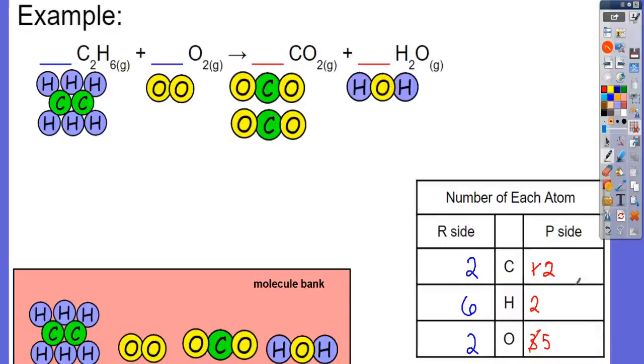So I'm going to take care of my hydrogens next. I have 6 hydrogens here and only 2 hydrogens. So if I add one more water molecule, I now have 4 hydrogens. So I'm going to add another water molecule. Now I have 2, 4, 6. So now my hydrogens are equal. So let me update my chart. 2 is now 6. But adding all those waters has now changed my oxygen as well. So now I have 2, 4, 5, 6, 7 oxygens.